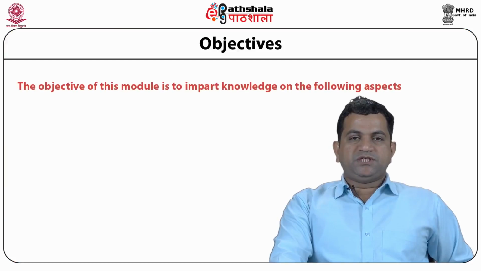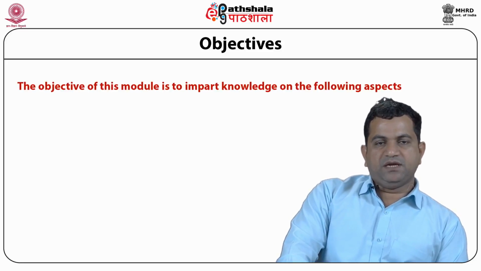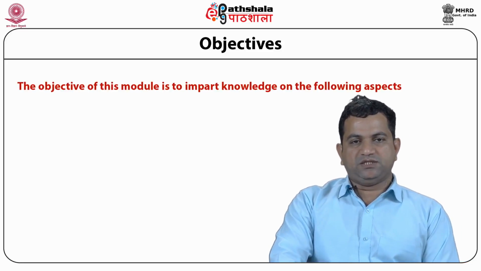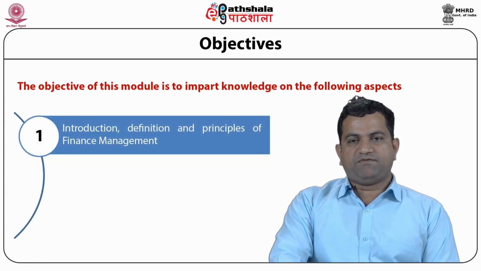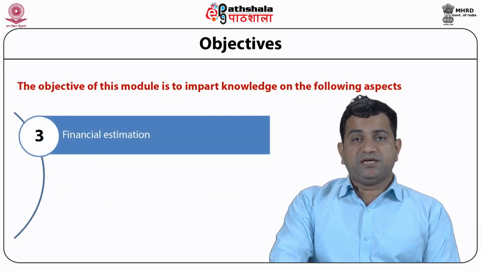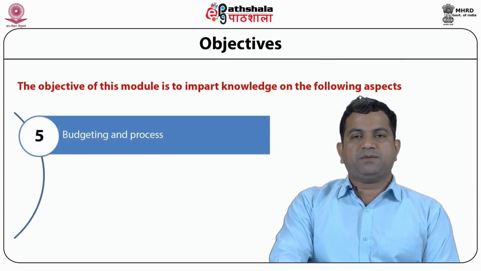We will be discussing a topic called Sources of Finance and Budgeting Techniques, which is a part of a paper called Special and Research Libraries. So the synopsis of this lecture is like this. First, we will briefly see what exactly the sources of finance, introduction, definition, and principles of finance management. Then sources of finance, financial estimation, library expenditure, budgeting process, and summary.